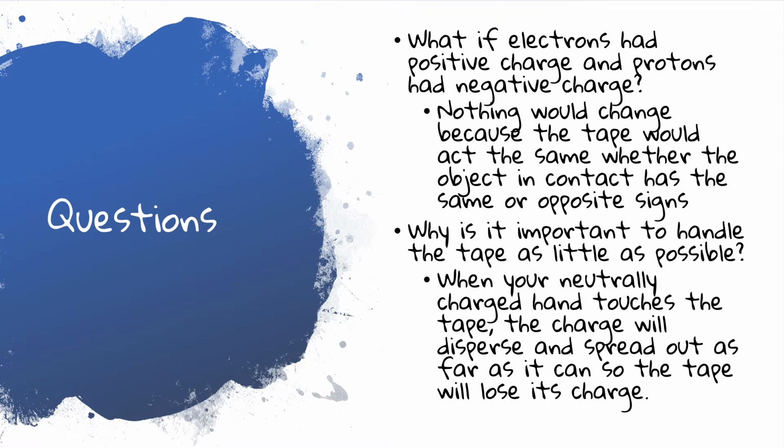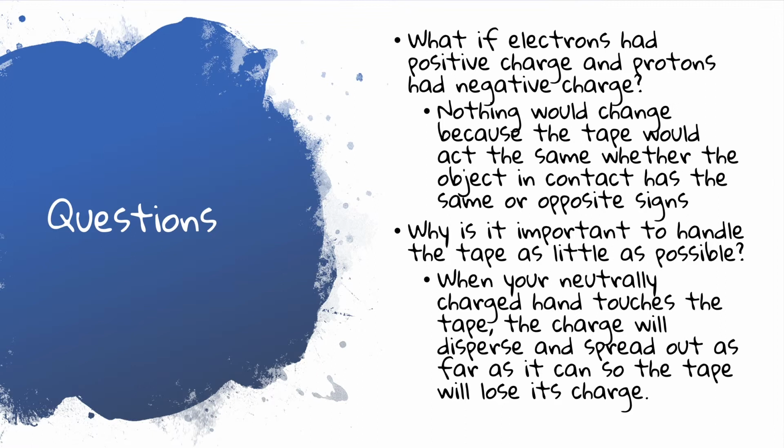Some questions that I wanted to answer: what if electrons had positive charge and protons had negative charge? Nothing would change in this case. This whole experiment is based on what the charge of different things are and whether they're attracted or not. So again, if they have the same charge, they're going to repel. If they're opposite, they're going to attract. It doesn't really matter which one is assigned to what.